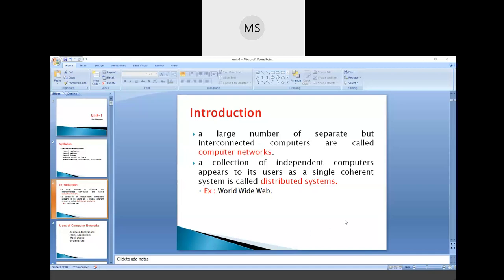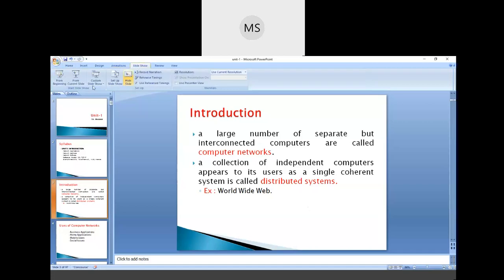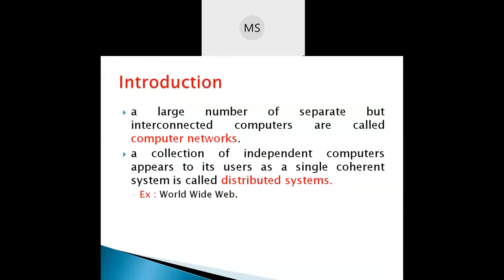Now let's have a glance at what is meant by a computer network and what is meant by a distributed system. A computer network is nothing but a large number of separate computers connected with each other. What is meant by a large number of separate computers connected with each other? What is the purpose of connecting them?